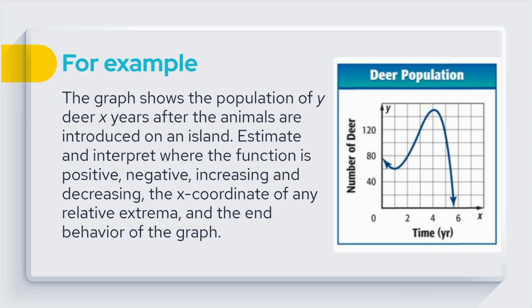For example, here is a graph of the population of y number of deer. So the y value is the number of deer, and x years. So x is years, y is number of deer on an island. So these deer were introduced, that means they were brought there to the island. Estimate and interpret, where the function is positive, negative, increasing, decreasing, x coordinate of any relative extrema, and the end behavior.